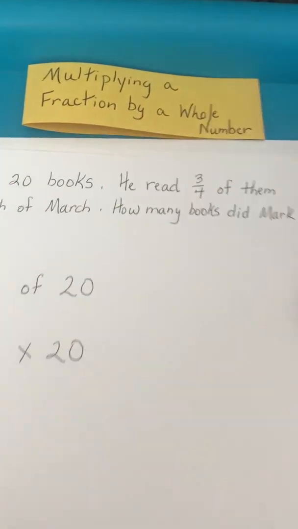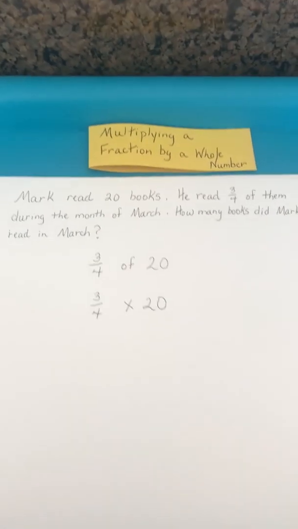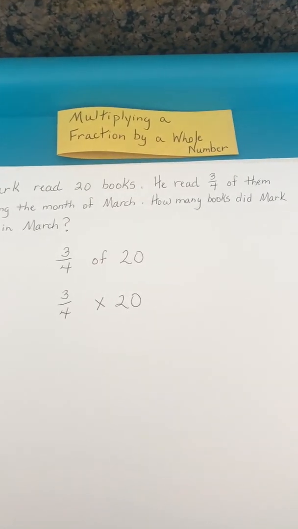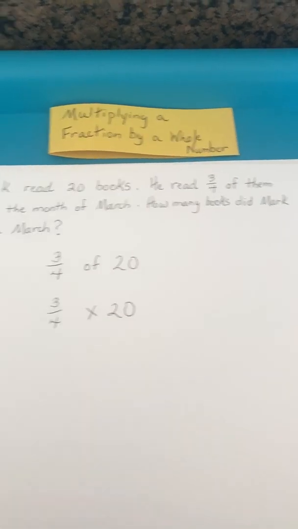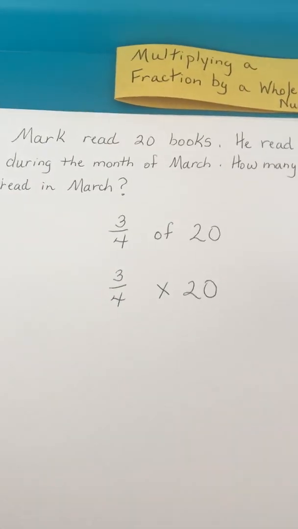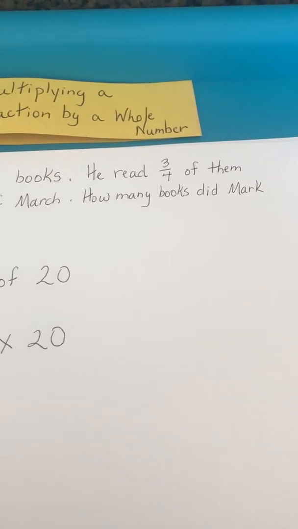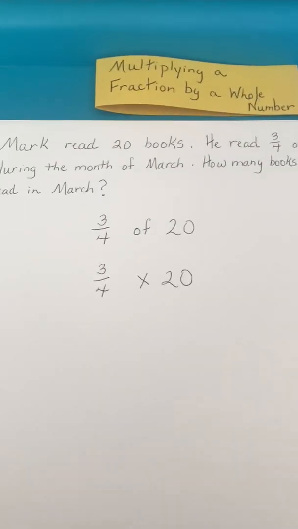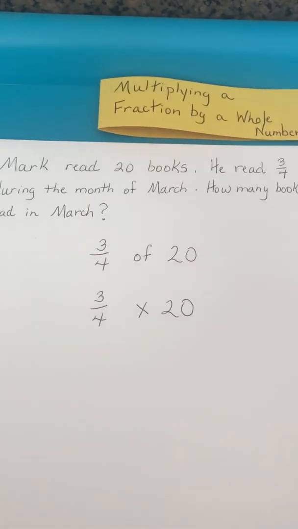Let's take a look at one last problem, a real world problem. It says, Mark read 20 books. He read 3/4 of them during the month of March. How many books did Mark read in March? Don't be confused by the word of. It says he read 3/4 of them, of the 20. Of and multiplication mean the same thing.